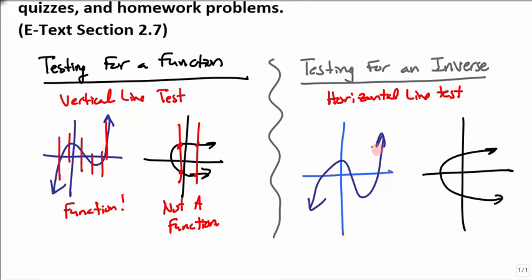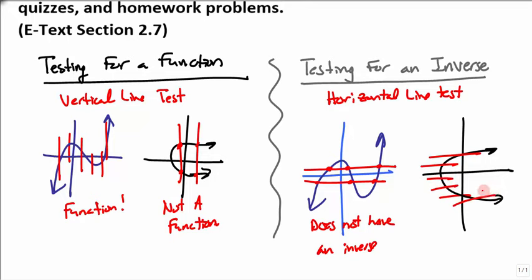So if we give this the horizontal line test, you can see that this value of y has three different x values. So this does not have an inverse because it fails the horizontal line test in all sorts of different spots. This graph, however, which is not a function, passes the horizontal line test, so this does have an inverse.